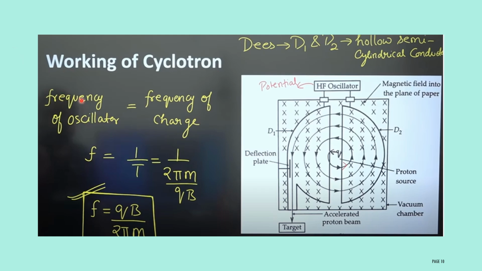Then let us see the frequency of the oscillator. It will be equal to the frequency of the charge. Here is the high frequency oscillator. What is the help of the high frequency oscillator? It will change the direction of the electric field. Then f will be equal to 1 by T. It will be equal to 1 divided by 2 pi m divided by QB. Then f will be equal to QB divided by 2 pi m. This is the frequency of the high frequency oscillator. This much frequency you have to apply in the case of a cyclotron.